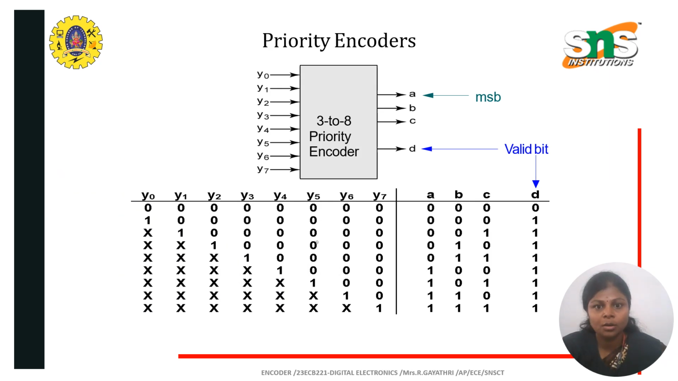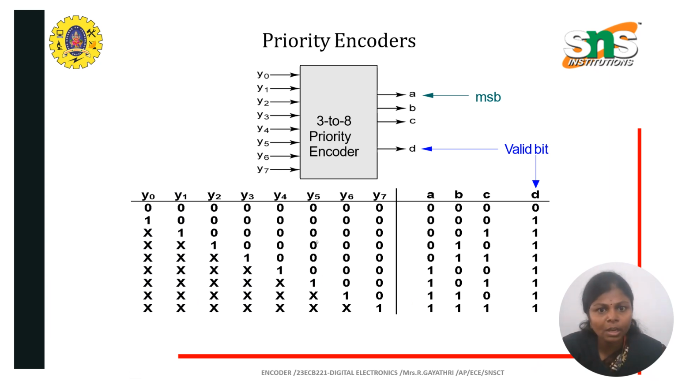Then coming to the priority encoder block diagram and truth table, the 8x3 priority encoder has inputs Y0 to Y7, and outputs A, B, C and D, where D is the valid bit. It is given in the truth table Y0 to Y7, with ABC values from 000 up to 111, and D is the last valid bit, which for 000 will be 0, and for the remaining cases D will be 1.